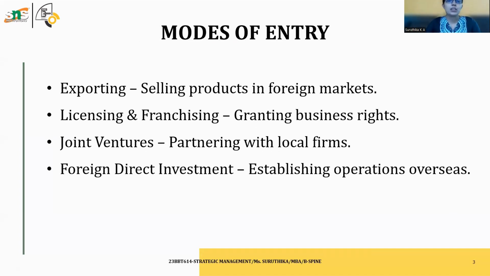So, how can a business expand globally? How is it possible for businesses to enter into the global market? One, it is through exporting. By exporting your product to foreign markets, you sell your products in foreign markets without directly establishing a store. Second is licensing and franchising, providing business rights to people outside your country to carry out your business there. Third is joint ventures, wherein you partner with local firms.